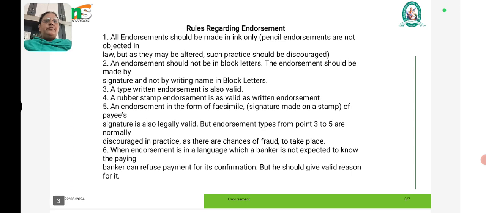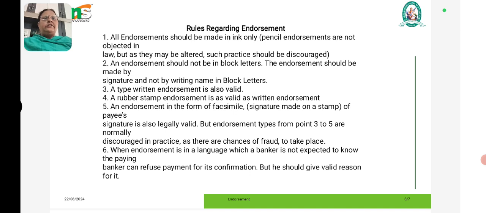There are some rules to be followed while doing endorsement. All endorsements should be made only in ink. Pencil endorsements are not objected to in law, but they can be altered, so such practice should be discouraged. An endorsement should be made by signature and not by writing the name in block letters.